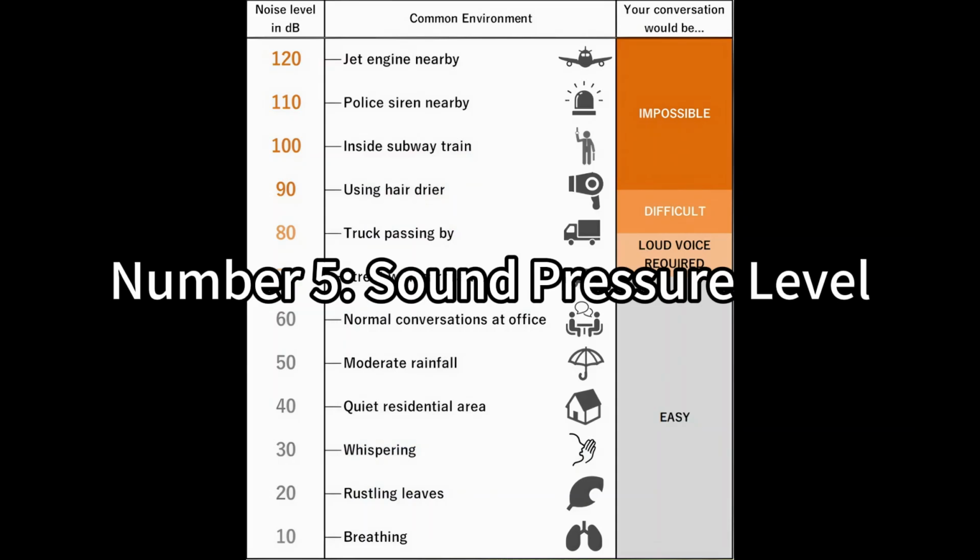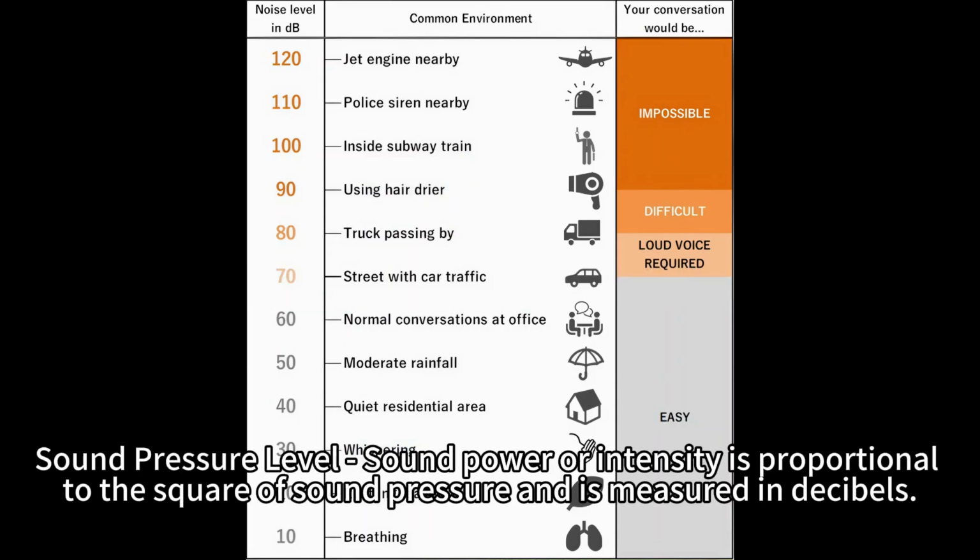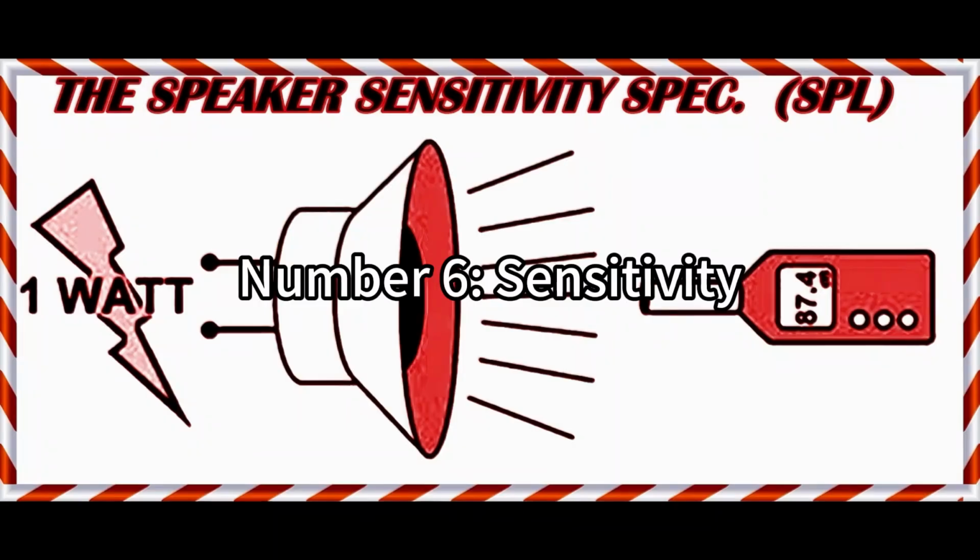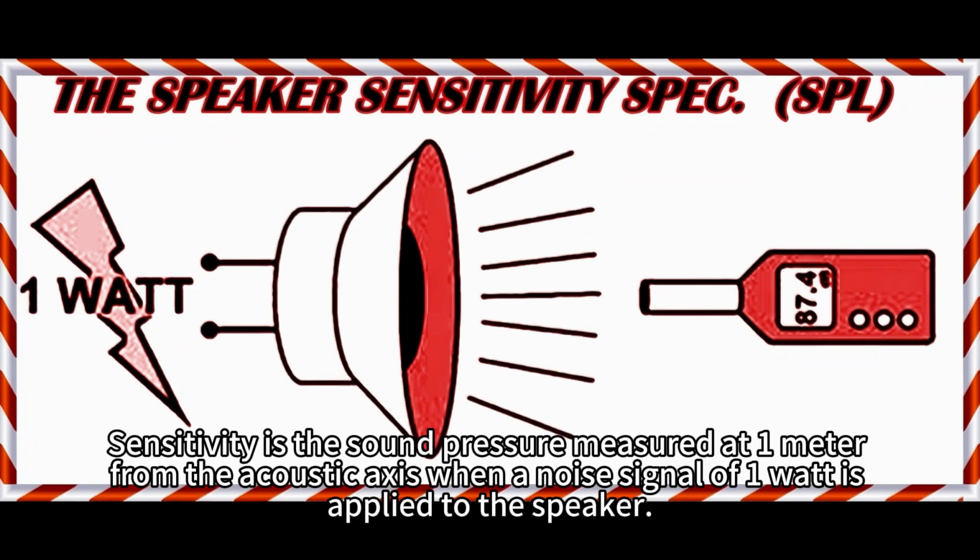Number 4. Sound pressure. Sound pressure is a physical measurement that indicates the strength of sound, typically expressed in Pascals, P. Number 5. Sound pressure level. Sound power or intensity is proportional to the square of sound pressure. Number 6. Sensitivity. Sensitivity is the sound pressure measured at 1 meter from the acoustic axis when a noise signal of 1 watt is applied to the speaker.